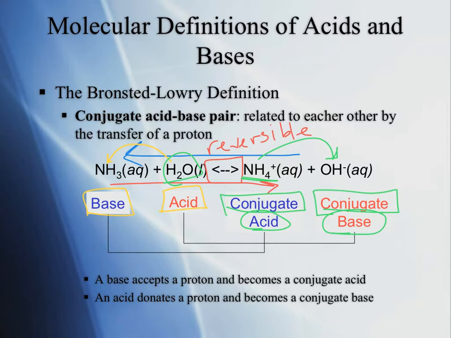So we need a way to distinguish the two, right? In the forward reaction, we just use the regular terms acid and base, and in the backwards reaction, we use the word conjugate before. So we say conjugate acid and conjugate base. Okay, so in these forward and reverse reactions, a base accepts a proton, becomes a conjugate acid, and an acid donates a proton and becomes a conjugate base in that reverse reaction, right? So these are happening in reverse.